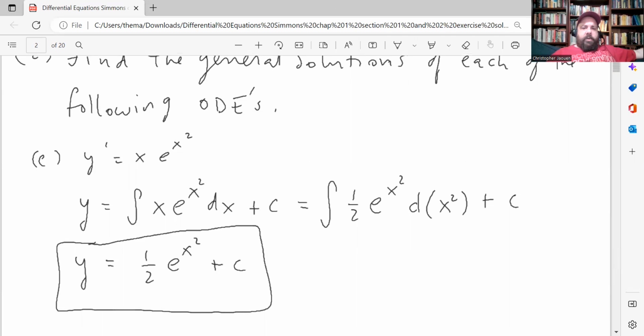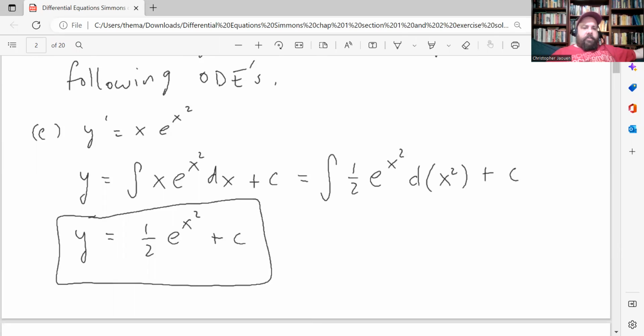This problem is very straightforward. It's just a substitution. So you take the integral of both sides. The left-hand side is just y, and the right-hand side is the integral of x e to the x squared dx plus c. This is a substitution. So here you just substitute x squared in for the variable of integration. In other words, you let u equal x squared.